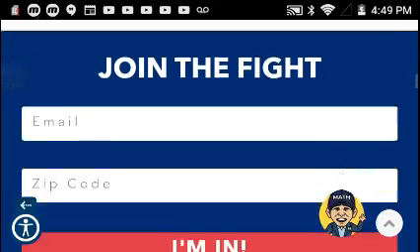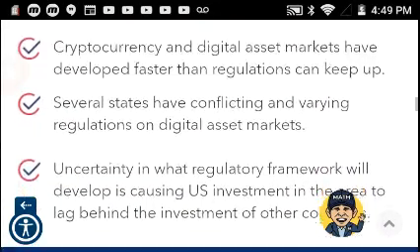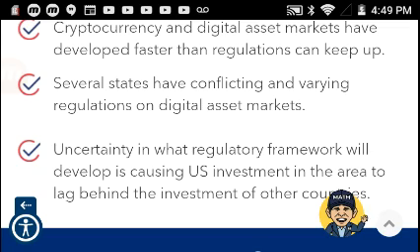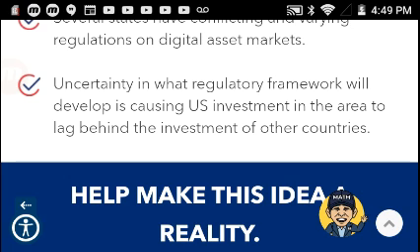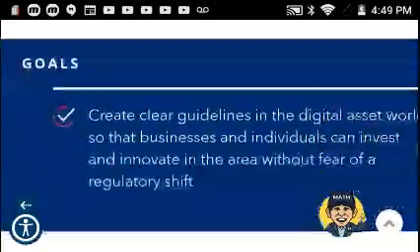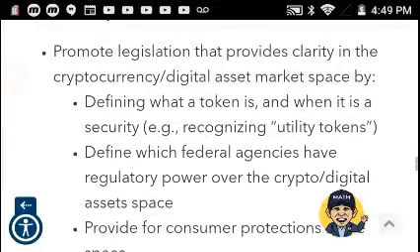So Andrew Yang is the cryptocurrency-friendly president. Here on the website, he's talking about problems to be solved. Cryptocurrency and digital asset markets have developed faster than regulations can keep up. Several states have conflicting and varying regulations on digital asset markets, and uncertainty in what regulatory framework will develop is causing U.S. investments in the area to lag behind the investment of other countries, right? So down here, he talks about his strategies on what he will do as president. First, he will promote legislation that provides clarity in the cryptocurrency digital asset market space by defining what a token is and when it is a security.